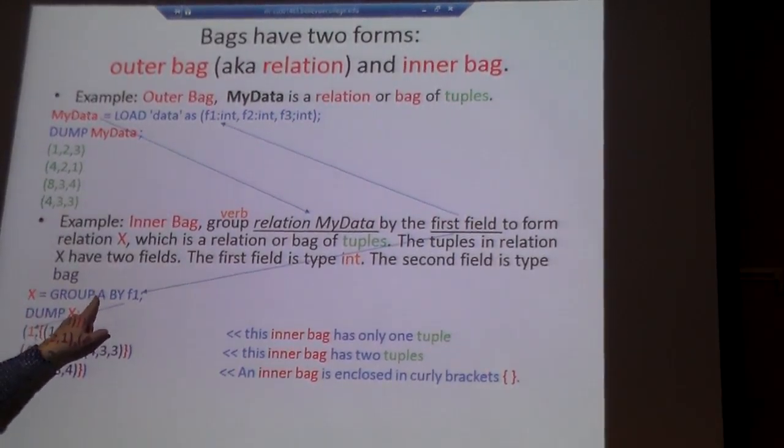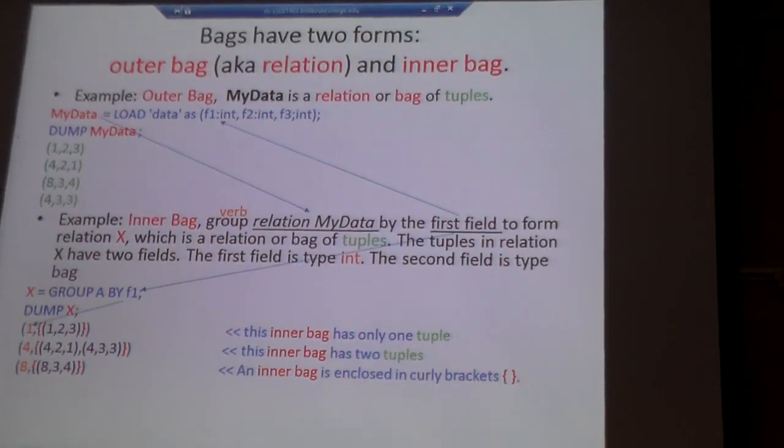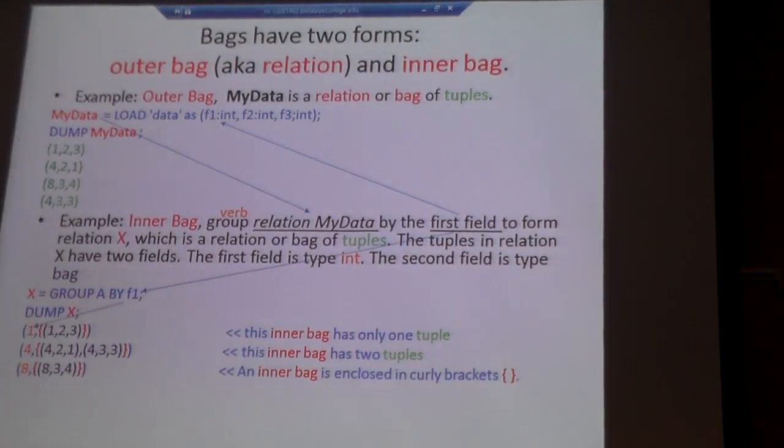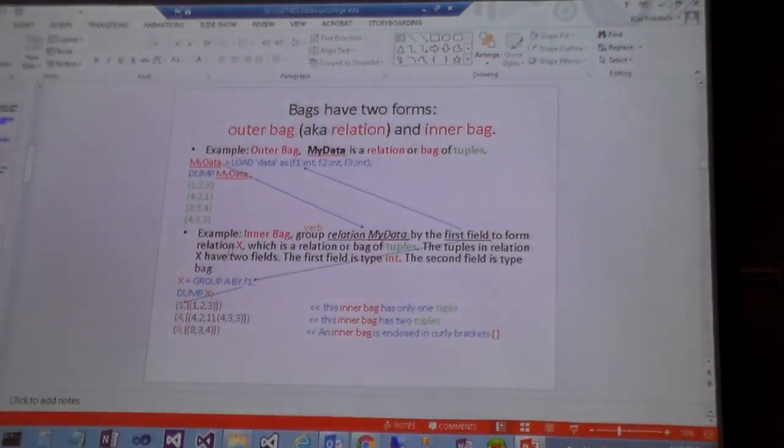Now this A, wait a minute. Where's this A? Group A. Data. You know, this is really not right. So group my data. That really should say, yeah, this really should say group my data.